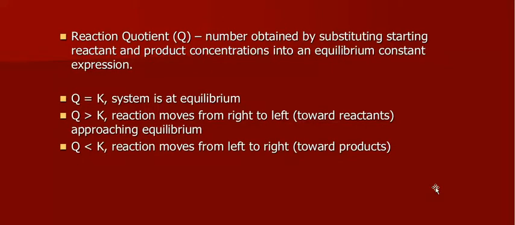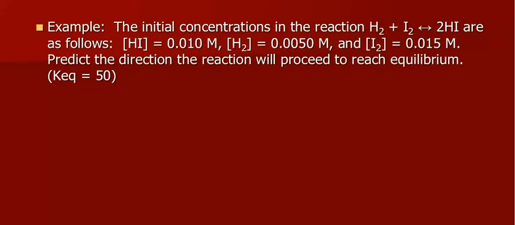There's also a reaction quotient, Q. This is the number obtained by substituting starting reactant and product concentrations. Q and K take on the same form, products divided by reactants, except Q uses starting concentrations. K uses equilibrium concentrations. If I compare Q to K, it will tell me which way the reaction will proceed, either toward reactants or toward products, in order to reach equilibrium. So let me look at an example with Q.